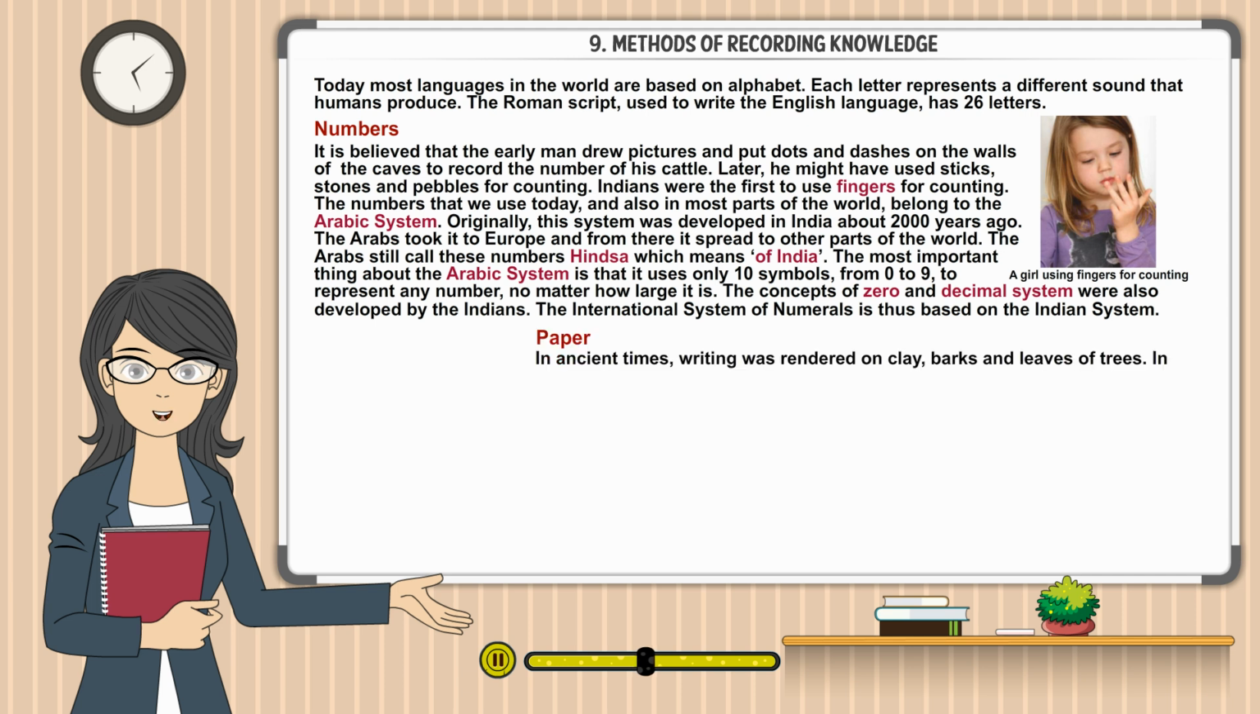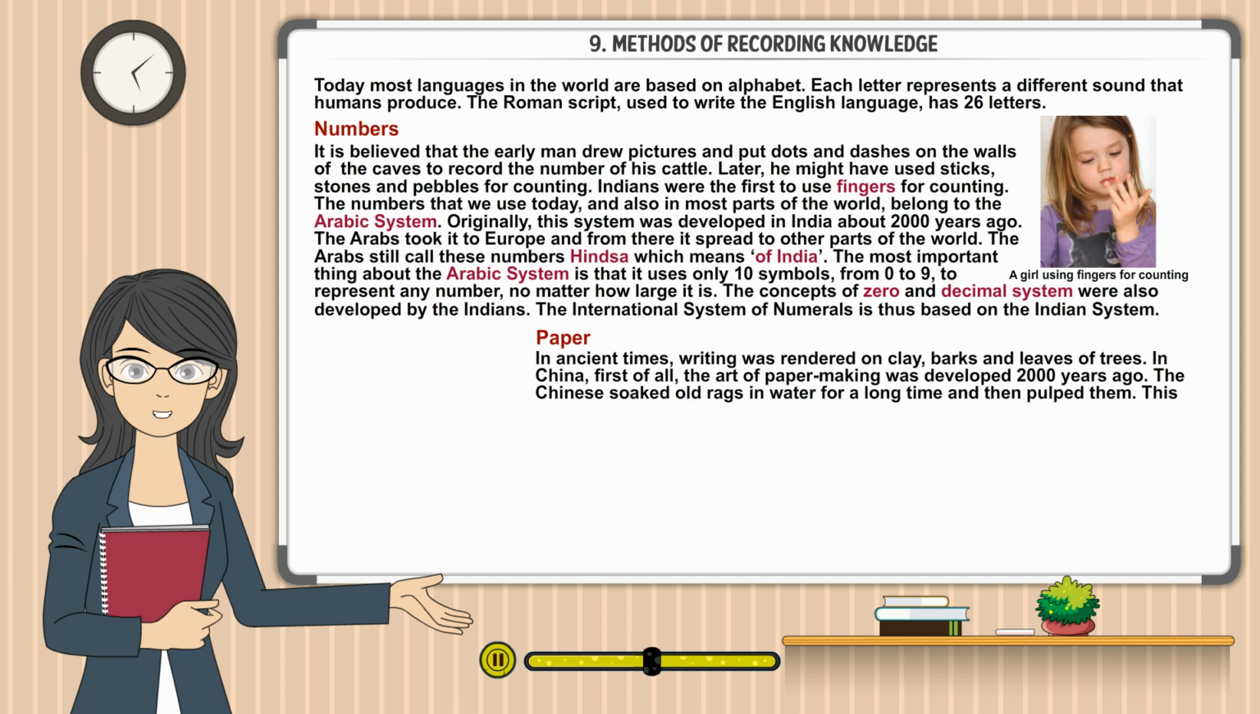Paper. In ancient times, writing was rendered on clay, barks and leaves of trees. In China, first of all, the art of paper making was developed 2000 years ago. The Chinese soaked old rags in water for a long time and then pulped them. This art spread from China to Iraq and then to the Western countries.